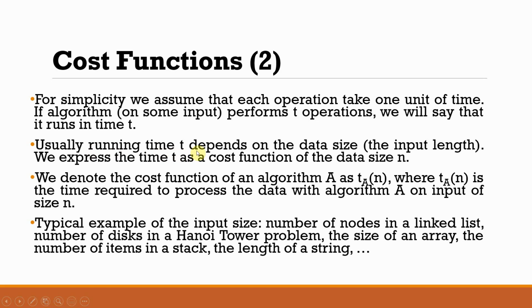Usually running time t depends on the data size, as we mentioned earlier, so the input length. We express the time t as a cost function of data size n. So we basically denote the cost function of an algorithm A as T_A(n), where T_A(n) is the time required to process the data with algorithm A on an input of size n.